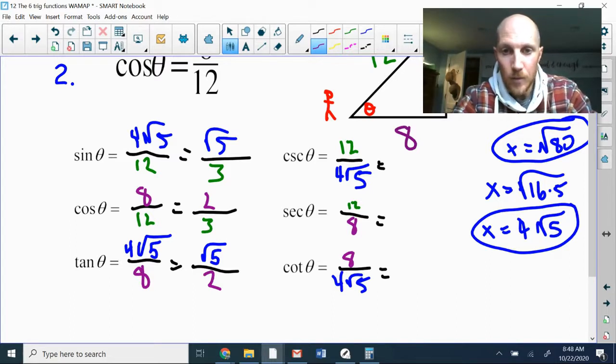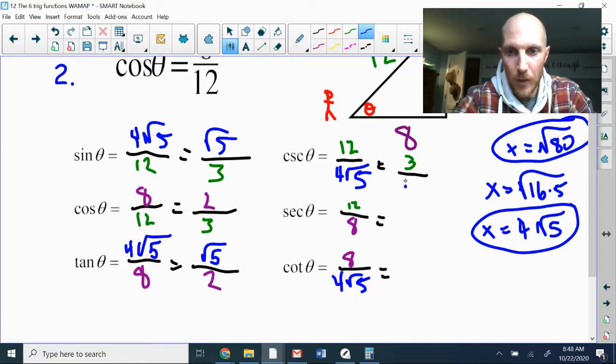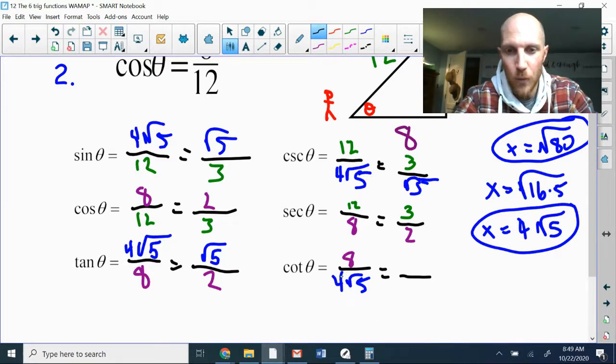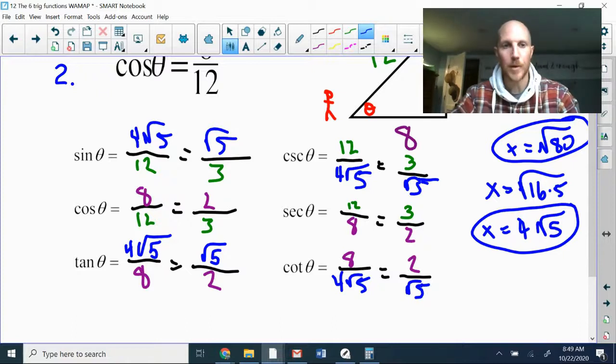And then let's do the second column. Okay, the 12 and the 4, that reduces to 3. The radical 5, I can't do anything with, so it's going to stay a radical 5. For secant, 12 over 8 is going to reduce to 3 over 2. I almost said it backwards. I said it right, and then I almost corrected myself to be wrong. All right, so cotangent, 8 over 4, that part I can reduce to just 2, and radical 5 on the bottom. All right, cool.